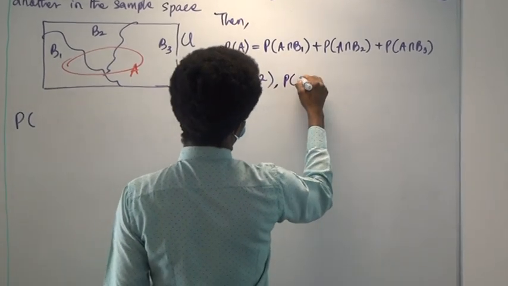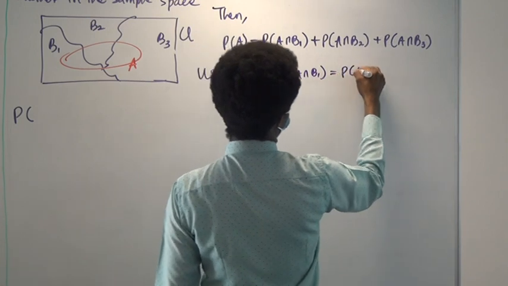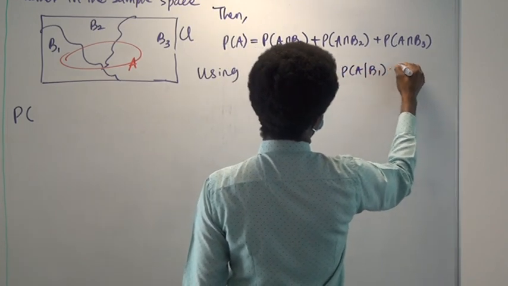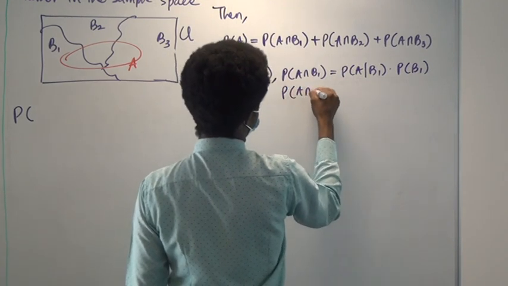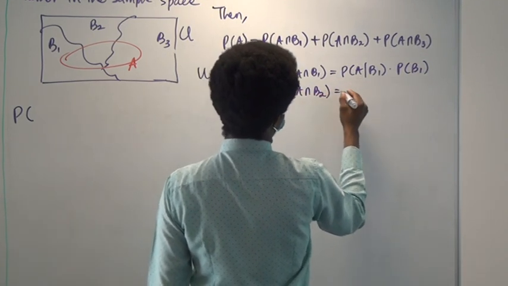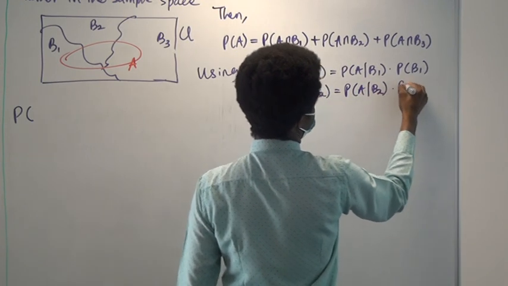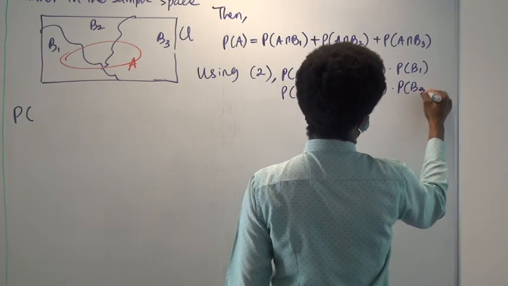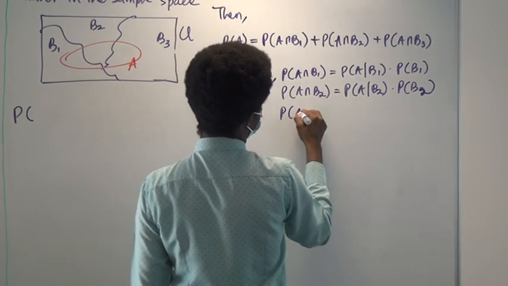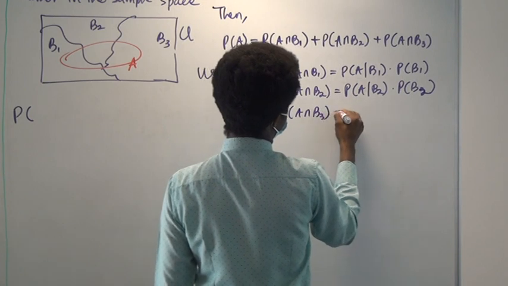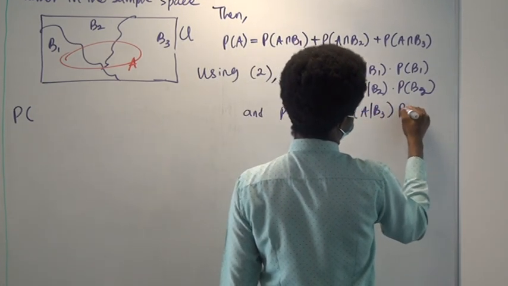okay, so maybe I can write that first. A intersection B1 will be probability of A given B1 times probability of B1, probability of A intersection B2 will be probability of A given B2. You can write, because I'm just going to write the formula now. And probability of A intersection B3 is simply probability of A given B3 times probability of B3.